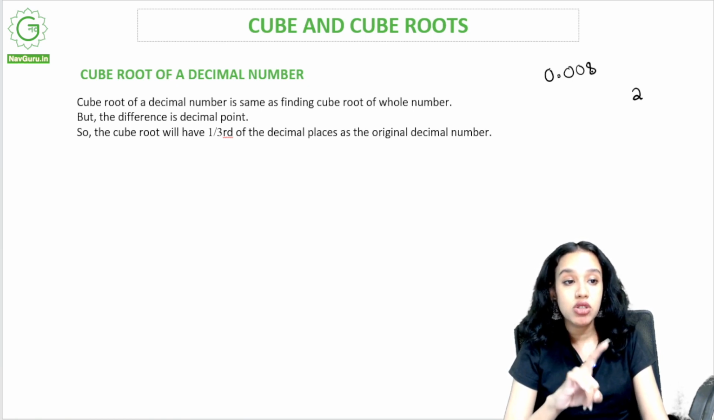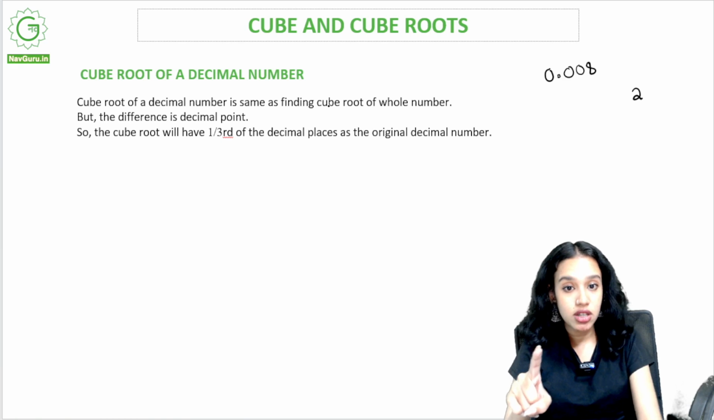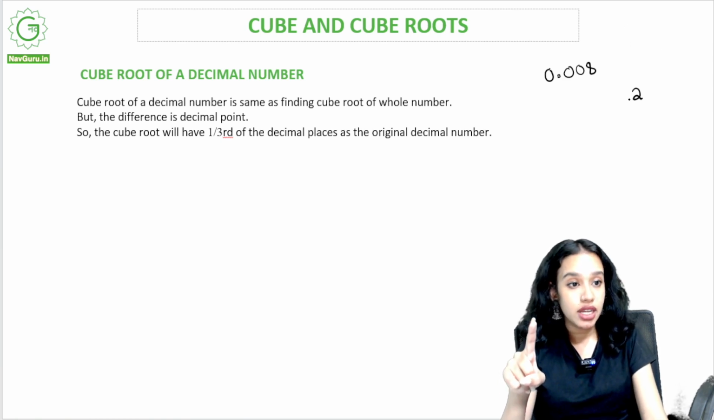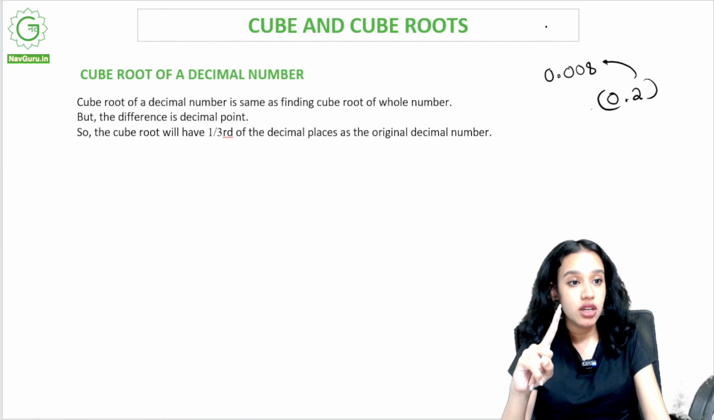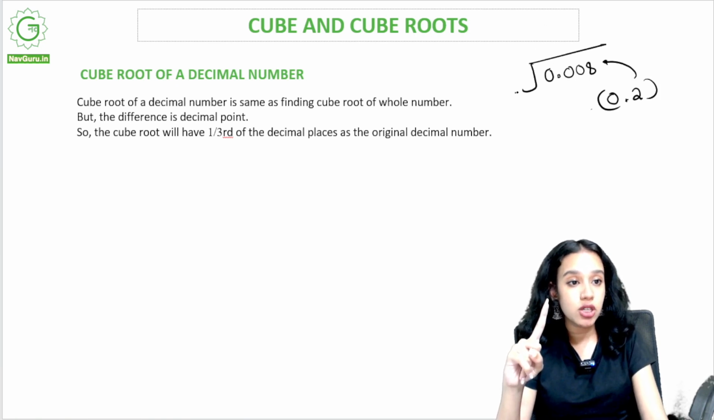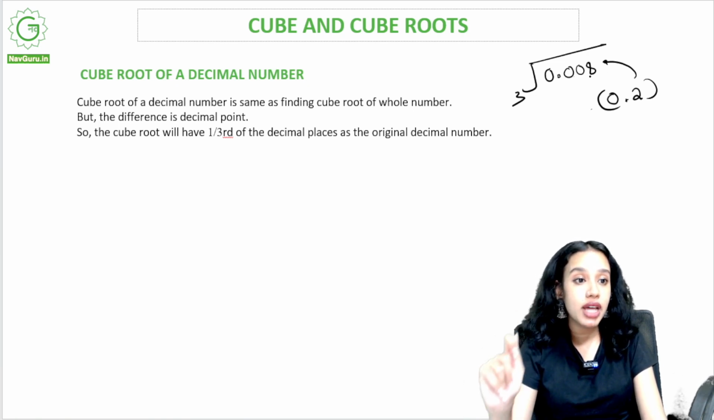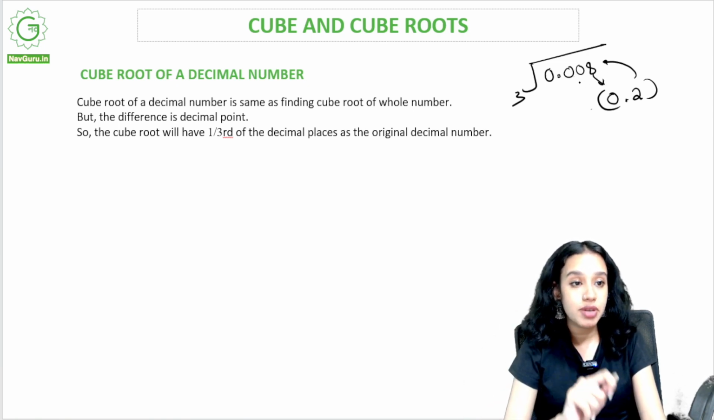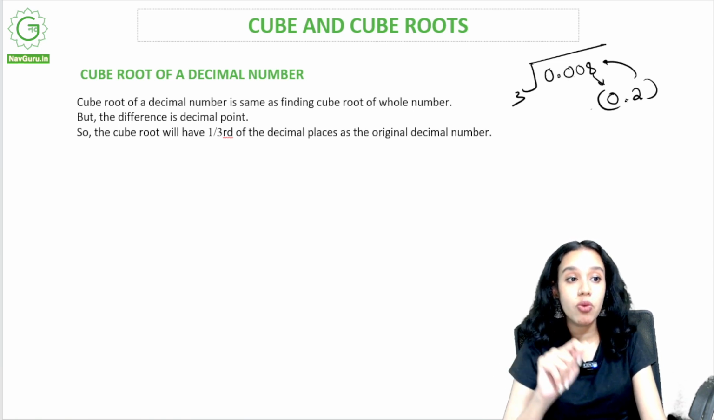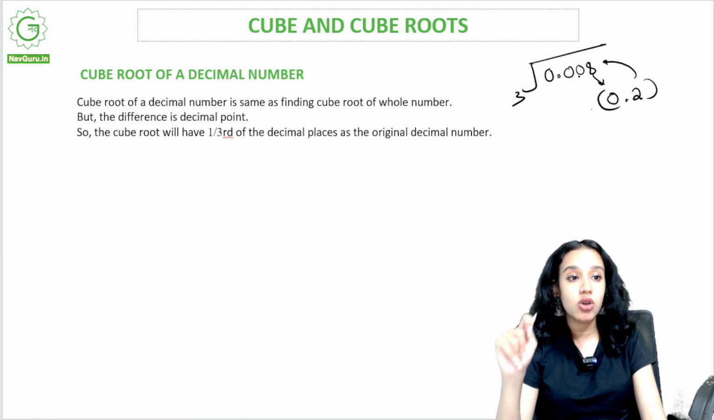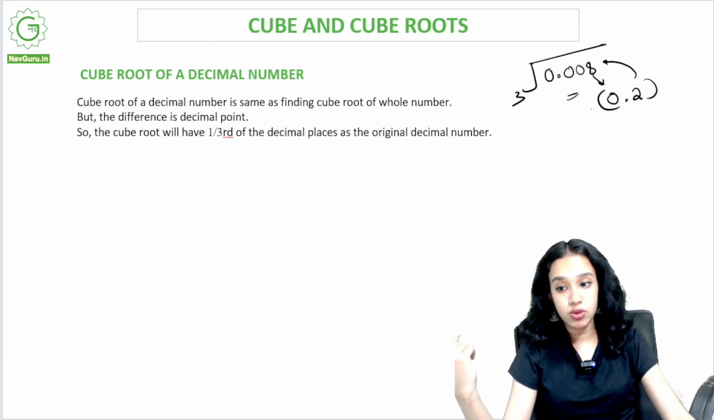That is 3 times, so we have to skip 1, 2, 3, 4. No, what would this be? This would be 0.2. Why? Cube root of 0.008. There are 3 decimal points and the cube root would have 1/3 of the decimal places. What is 1/3 of 3? It's 1. So we have 1 decimal point in the cube root. So the original number would have 3 times the decimal points of the cube root.